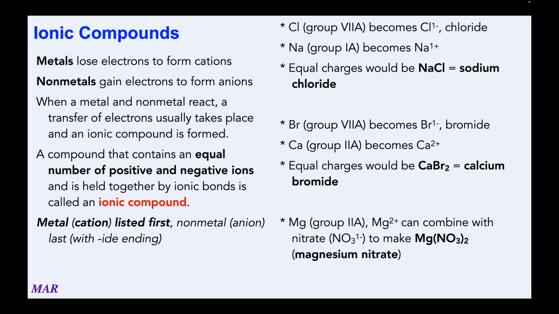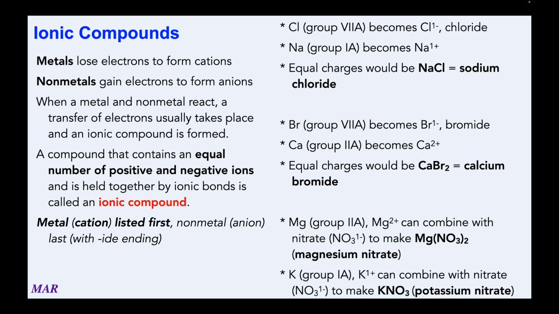Now notice the use of parentheses. If there's more than one polyatomic ion, you use parentheses. Otherwise, you never use parentheses. Only if there's more than one polyatomic ion. Here's an example of that.